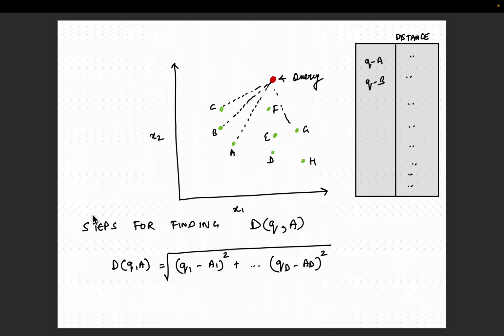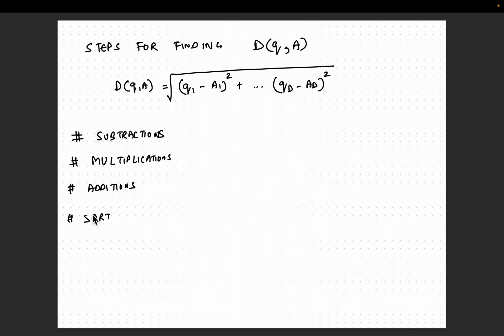Okay, what is the answer? What is the time complexity of this operation? Order D. So again, if we are trying to do this in a very simplified manner, we'll see that there are some subtractions happening, there are some multiplications happening, there are some additions, and then there is a square root operation. How many subtractions are we doing? D subtractions, or order D subtractions.